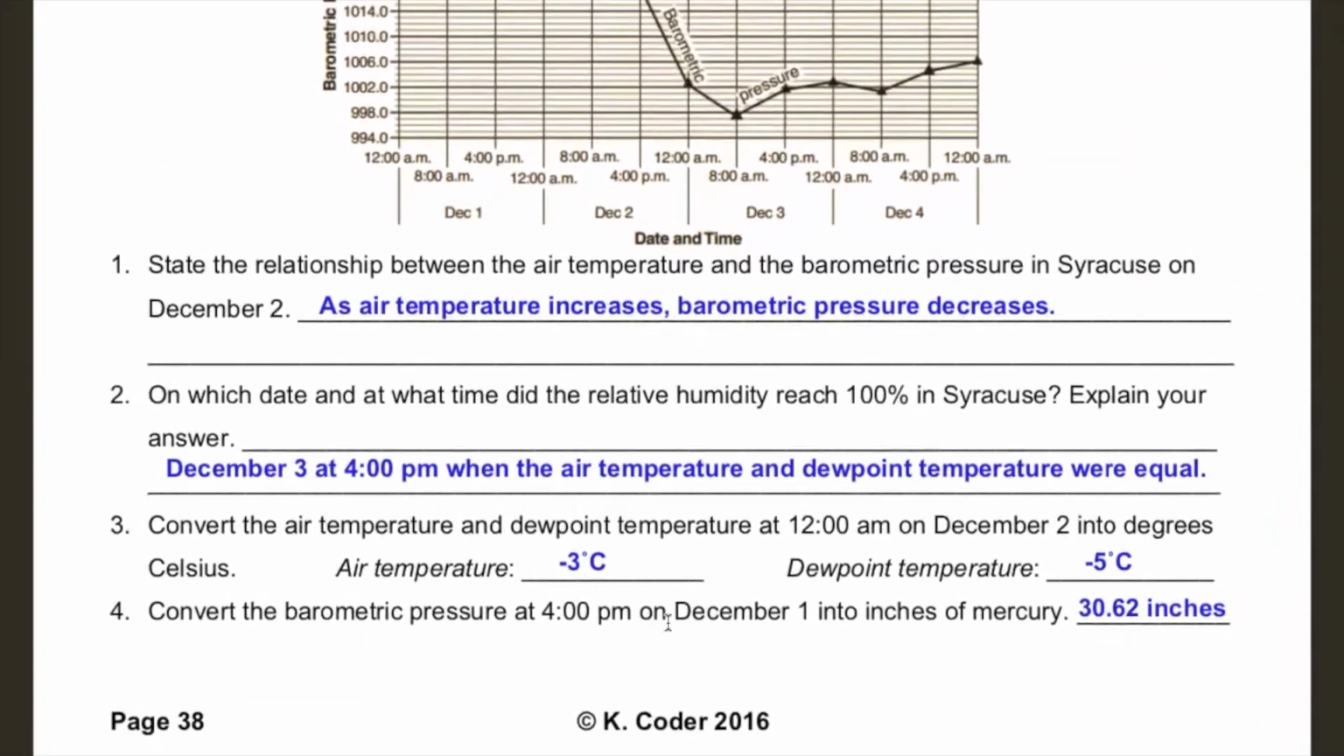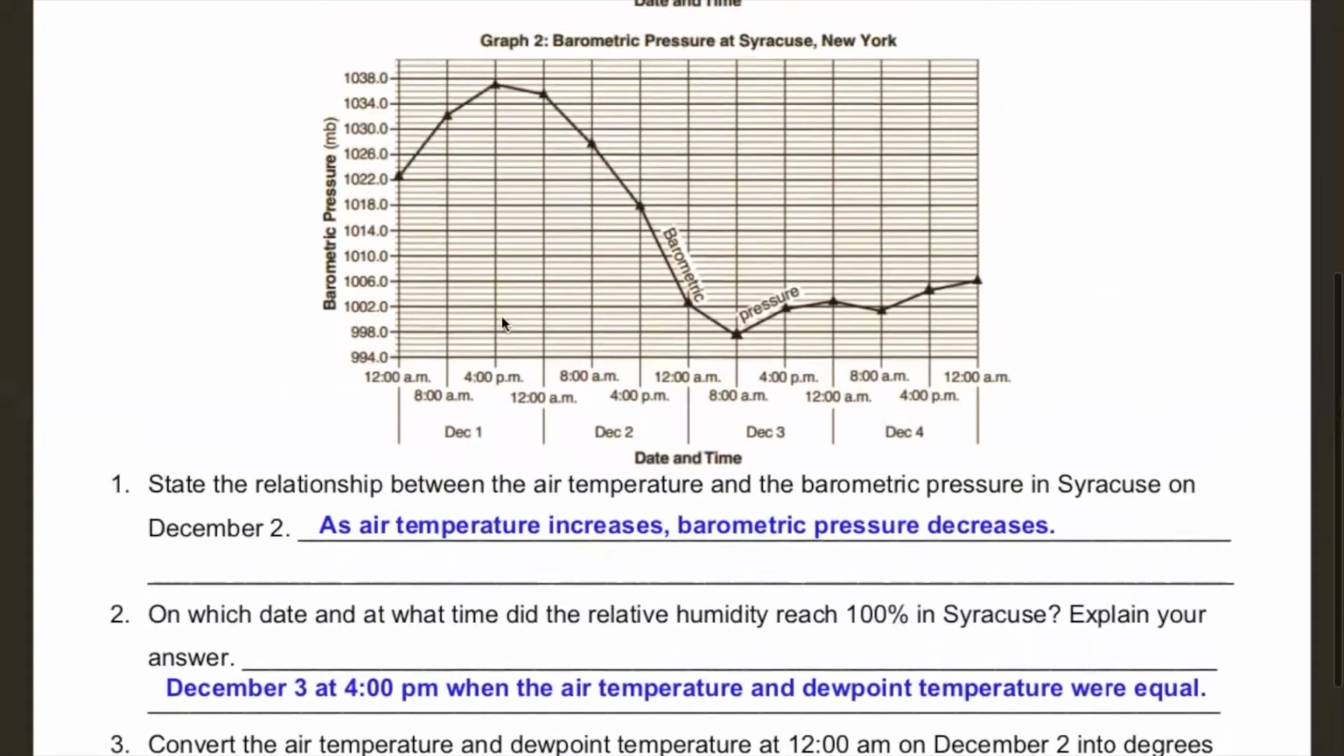Okay. Oh, we got another converting question for number 4. Convert the barometric pressure at 4 p.m. on December 1st into inches of mercury. Okay. So we got to use our ESRT again for barometric pressure 4 p.m. on December 1st. December 1st, 4 p.m. barometric pressure. I go up.